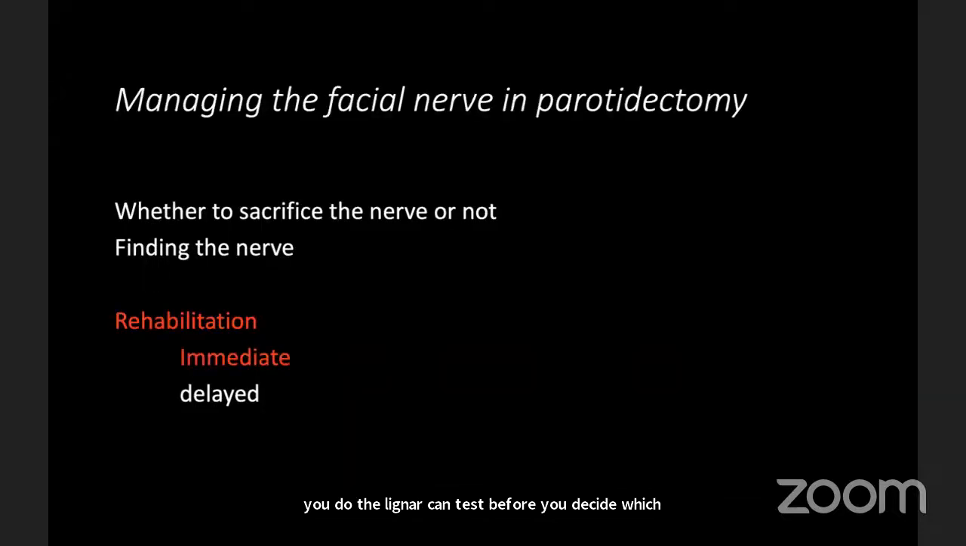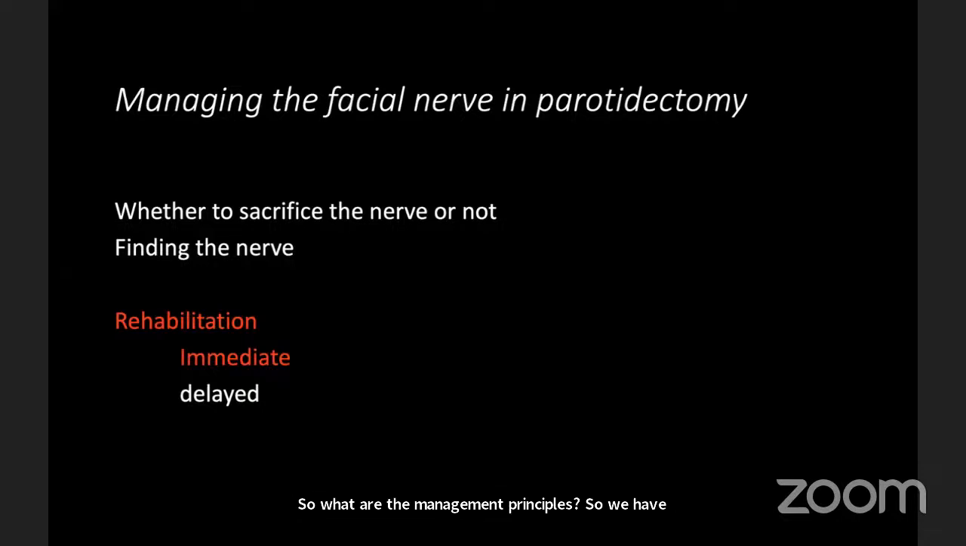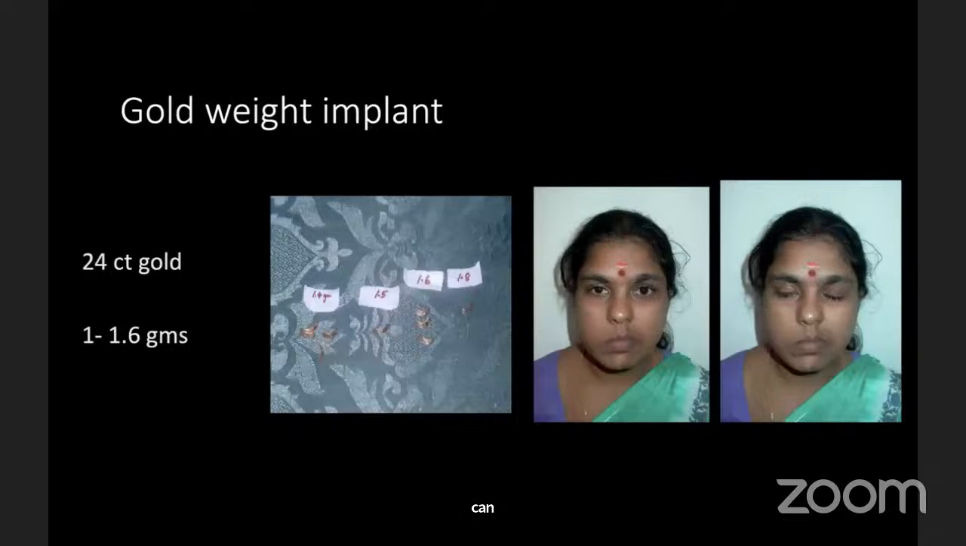So what are the management principles? Rehabilitation can be immediate or delayed. The things that I told you were immediate things that you can do, but there are other immediate techniques that we have. One is the gold weight implant, and what we usually use is 1.6 grams, and that is 24 karat gold. I'll show you a brief video on how it's placed.